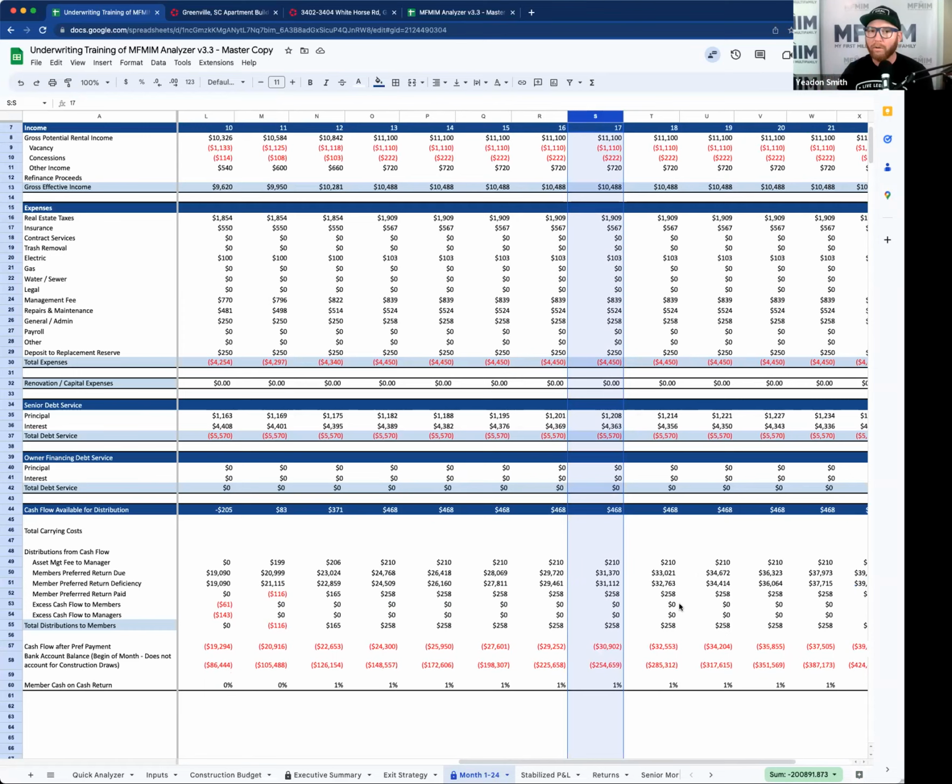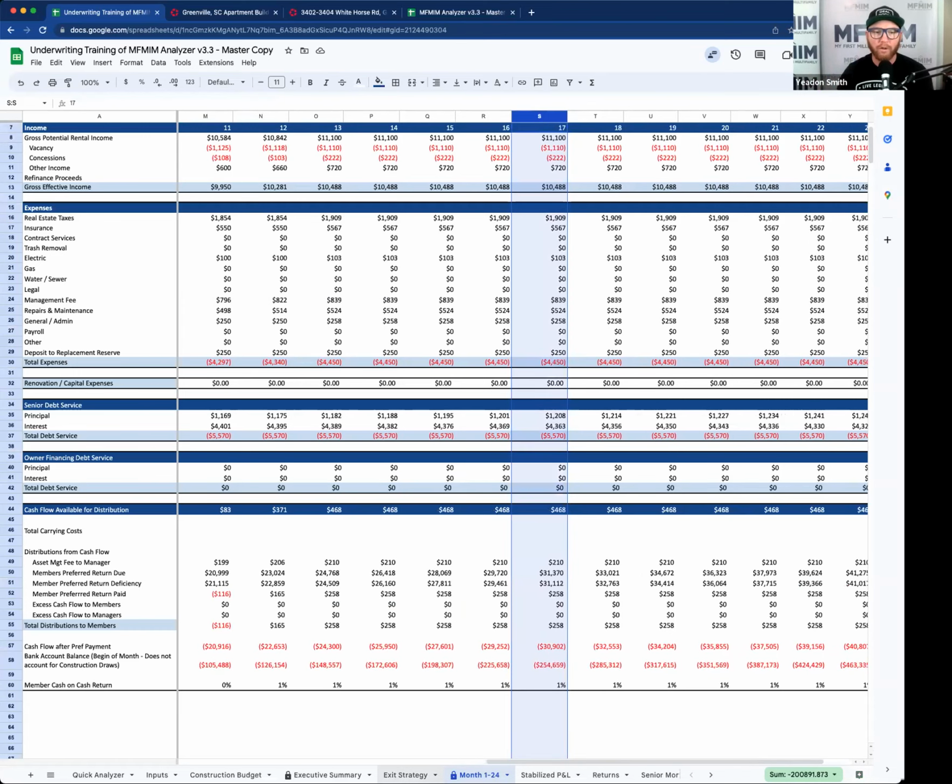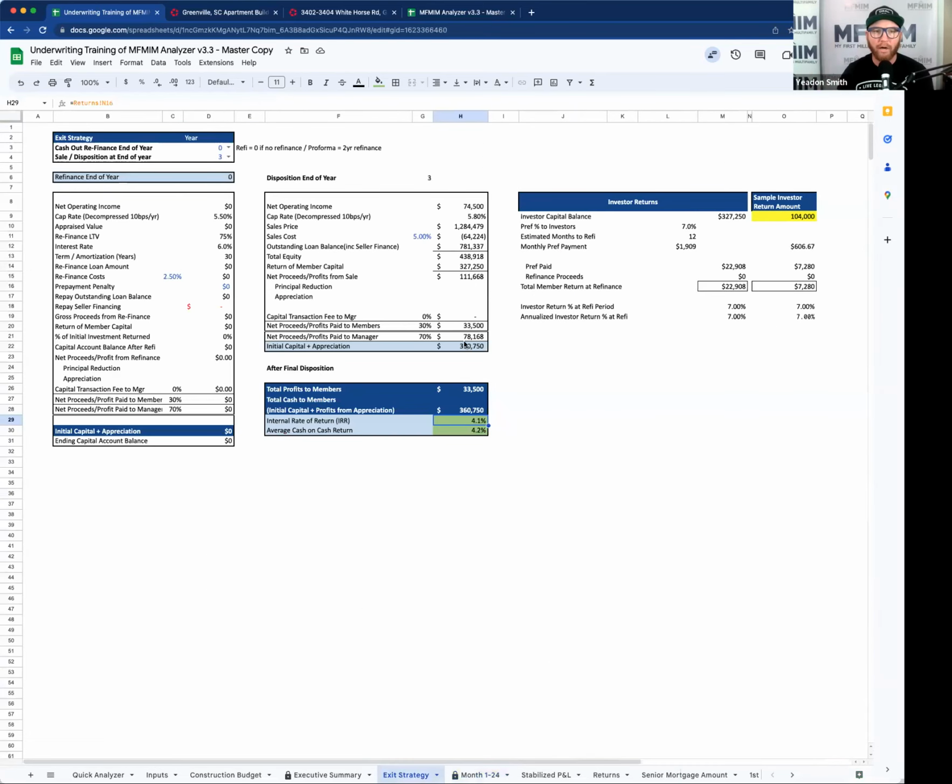So right now, this is not a deal. We're looking at the cash flows. We're looking at the exit strategy on how much returns the investors and the operators are going to make. This is not a deal.